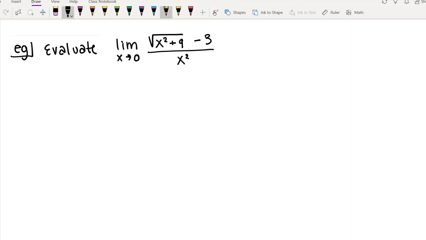The first thing we want to do is find the conjugate of the numerator, because that is what will help us get rid of that square root, and then we'll see that things simplify nicely. So the conjugate of what we have here would be square root of x squared plus 9, so that part's staying the same, and then we flip it to being a plus 3.